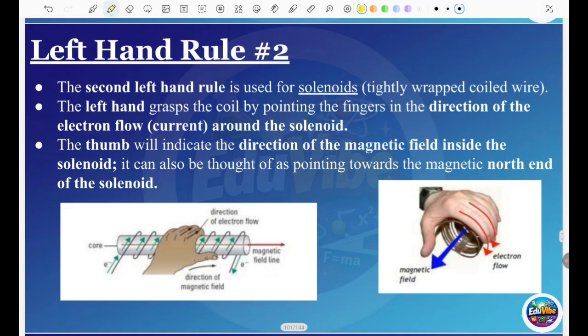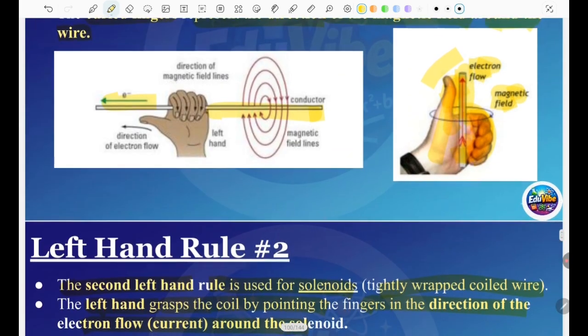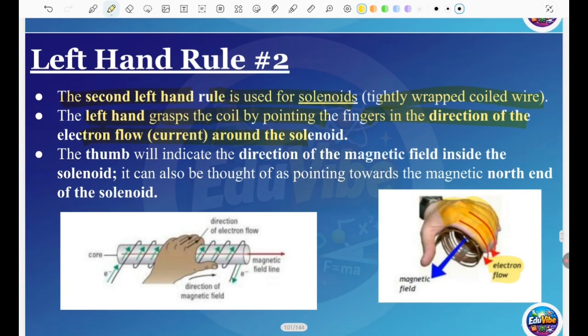For left hand rule two, this is for the coiled wire, the cylindrical shape, like for solenoids. So the second left hand rule is used for solenoids, tightly wrapped coiled wire, wrapped around any insulator. This is the same thing, but reversed now. The left hand grabs the coil with the fingers pointing in the direction of the current. Now your fingers, which are coiled like this, show the current. In the previous case your thumb showed the current, but in this case your coiled fingers show the current, and your thumb indicates the direction of the magnetic field inside a solenoid.